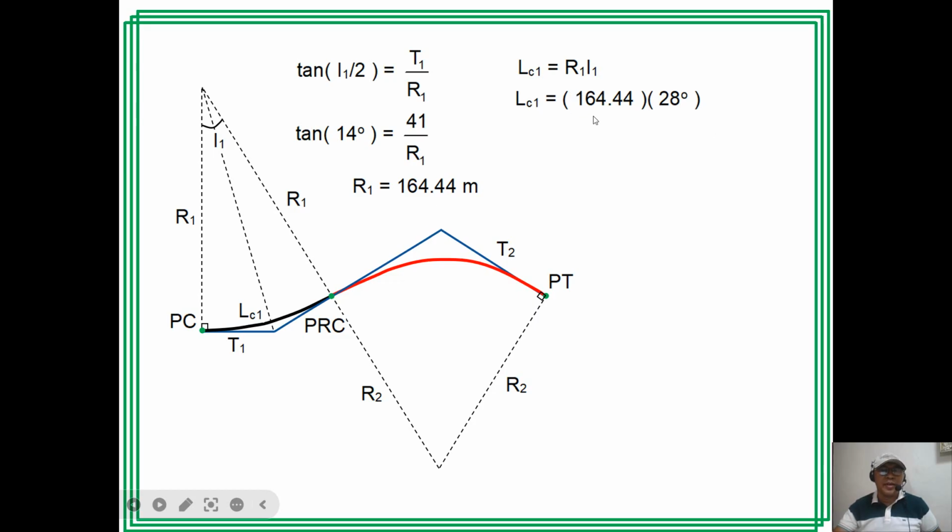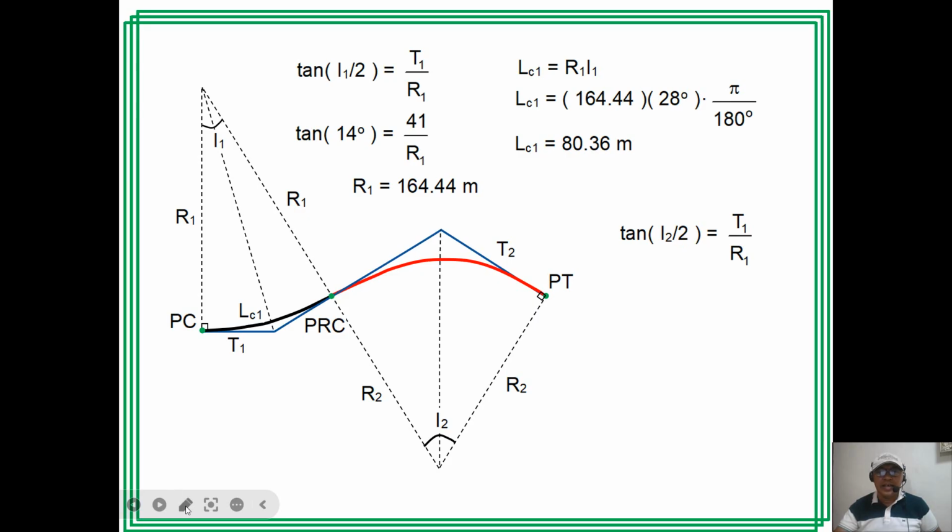So, 164.44 times 28. Convert the 28 degrees to radian. Multiply by pi over 180. So, LC1 is 80.36. Then, consider the second curve. So, I2 is 60. And then, I can consider half of this. So, tangent of I2 over 2 is T2 over R2.